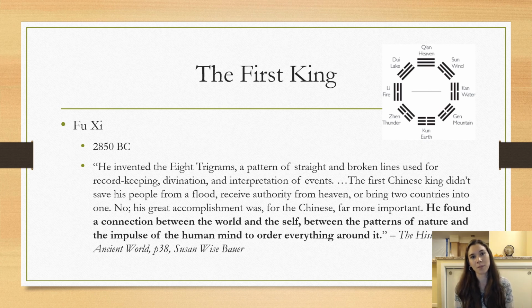The first king of China is said to be Fu Xi, and he ruled in 2850 BC. So to just give you a reference, Sargon conquered Mesopotamia in 3400 BC. Manu began his rule in 3205 BC, just so you have some markers in your head. Susan Wise Bauer says Fu Xi invented the 8 trigrams, a pattern of straight and broken lines used for record keeping, divination, and interpretation of events. And you can see a picture here. The first Chinese king didn't save his people from a flood, like Manu, receive authority from heaven, like the Sumerians, or bring 2 countries into one, like Narmer.